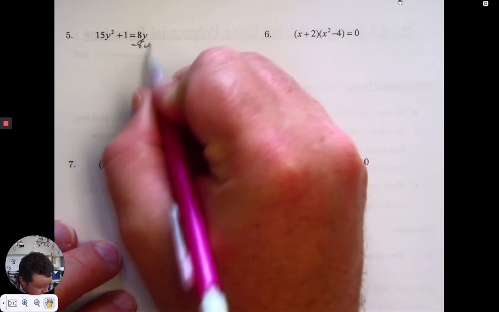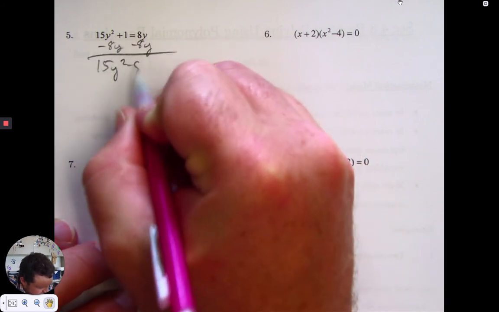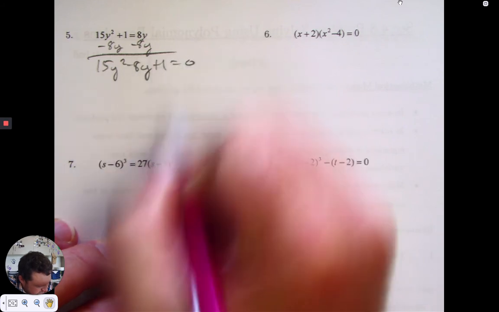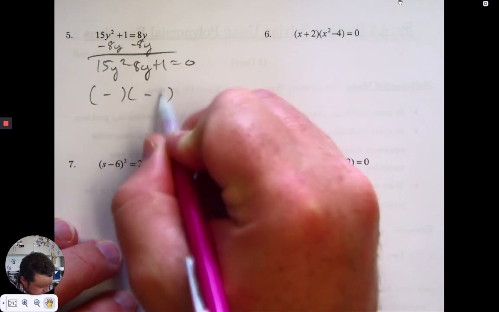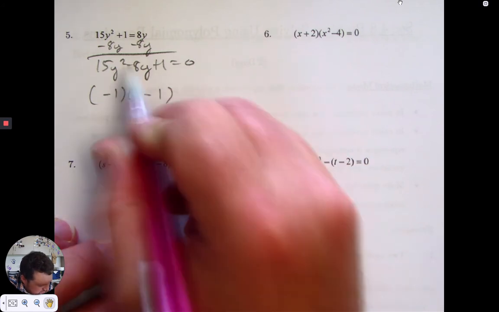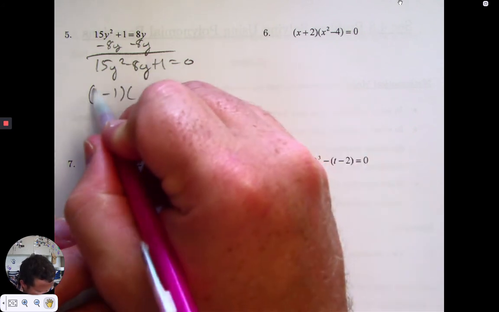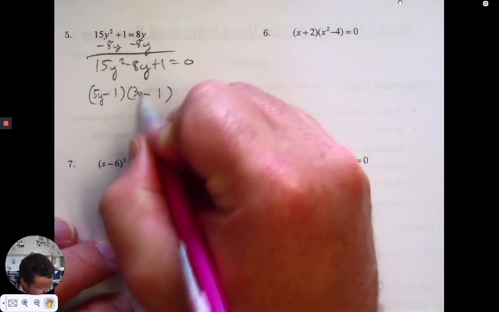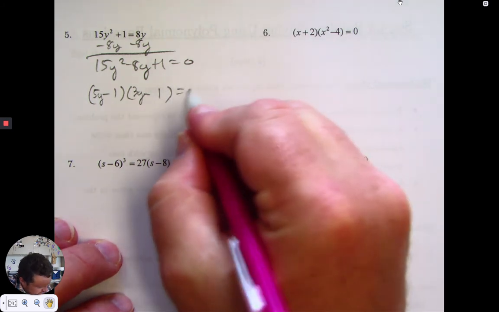So we'll subtract 8y, subtract 8y. So this is 15y squared minus 8y plus 1 equals 0. So we break it down. Minus plus means minus minus. The only way to get 1 is 1 and 1. So the factors of 15 that are going to add up to that 8 that you're looking for are 5y and 3y. And then just like before, we bring down that this equals 0.